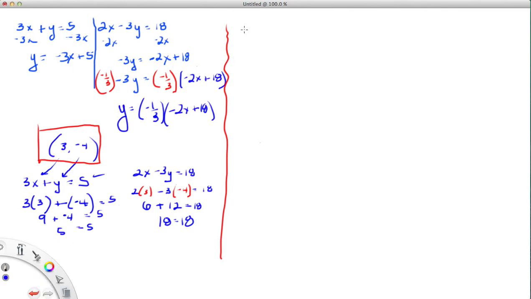So when you solve a system of equations, you can solve it by graphing, and another way to solve it is by substitution. So I have 3x plus y equals 5. My second equation was 2x minus 3y equals 18. If you're going to solve by substitution, you want to take one of the equations, solve it for one of the variables, and then plug it into the second equation. So I'm going to take the top equation there. I'm going to solve this for y.